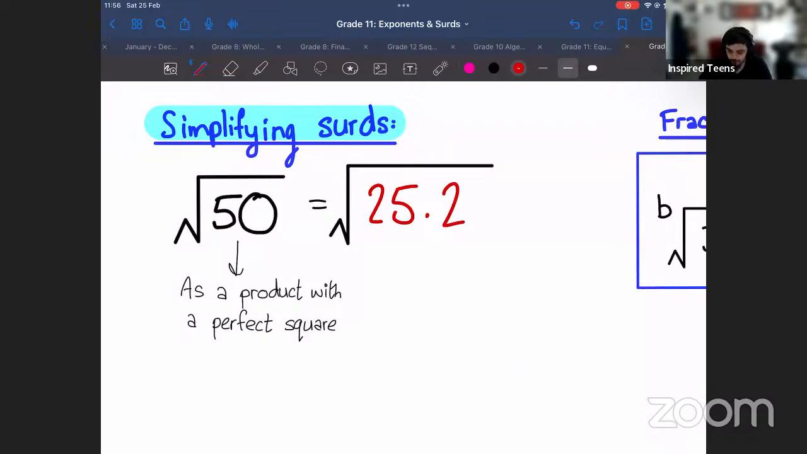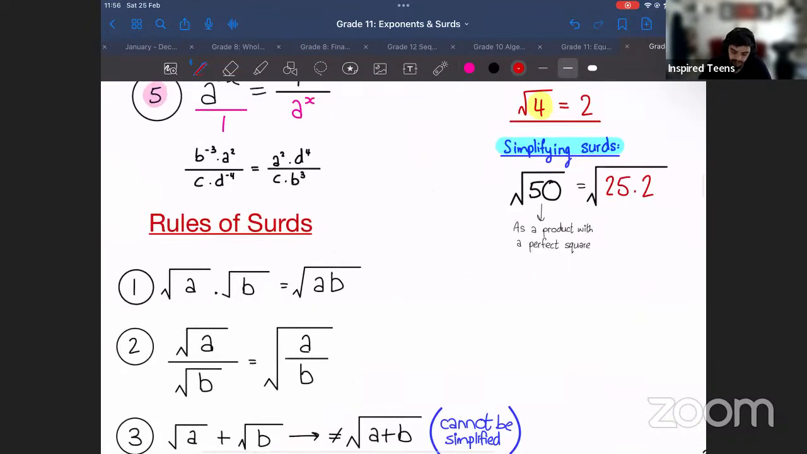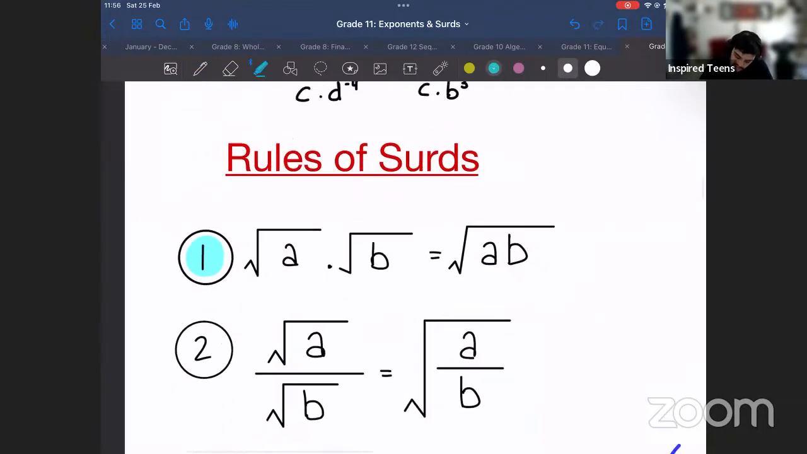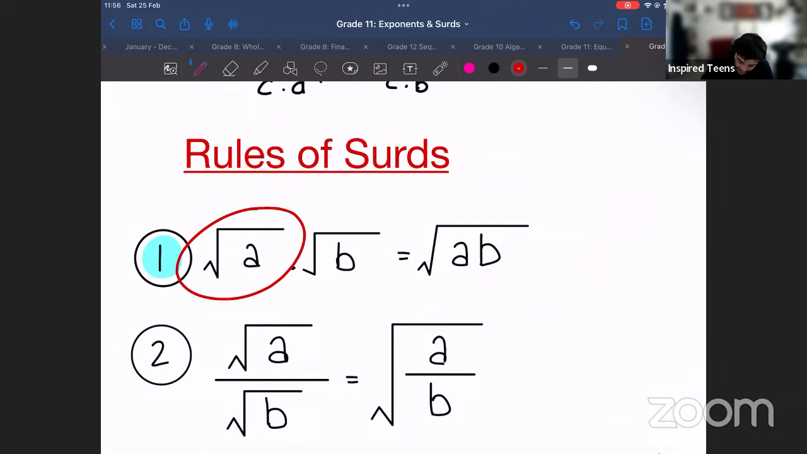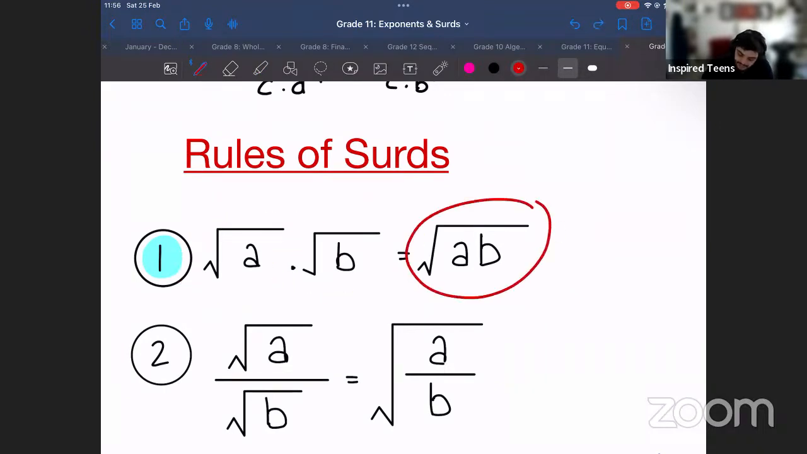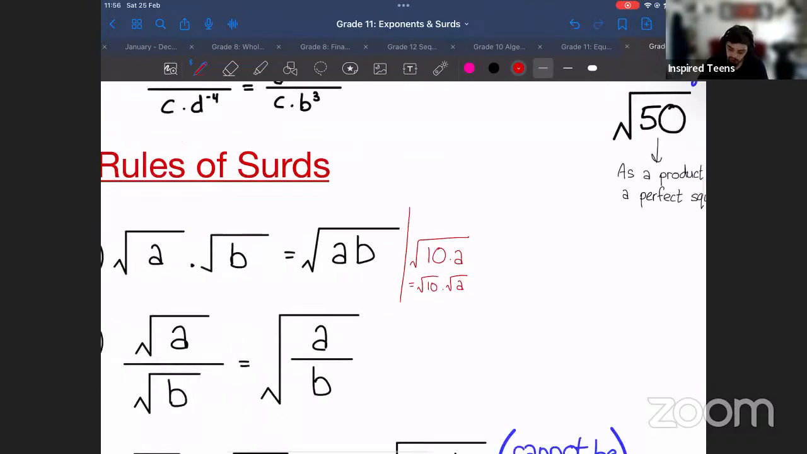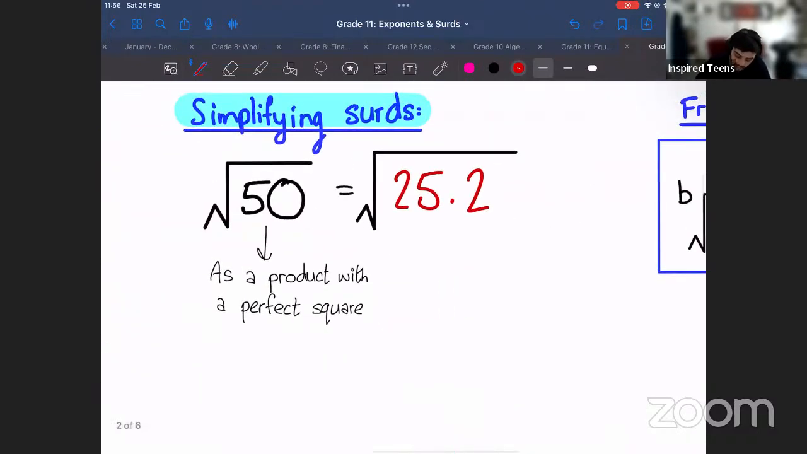Actually, we're skipping a little bit ahead, but let's quickly go through the first rule of surds. The first rule states, actually the backwards way, but it's fine: when we have square root a multiplied by square root b, we can write it all under one surd as square root ab. So let's work backwards. If I have square root 10a, I could write this as square root 10 times square root a, as long as it's multiplication. So now we see this right here.